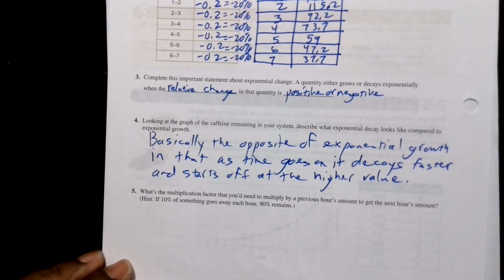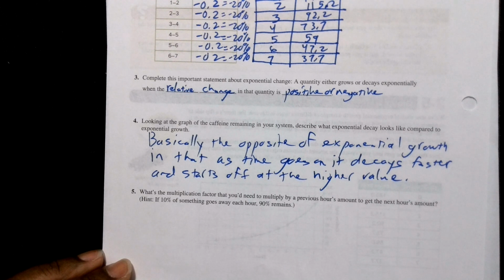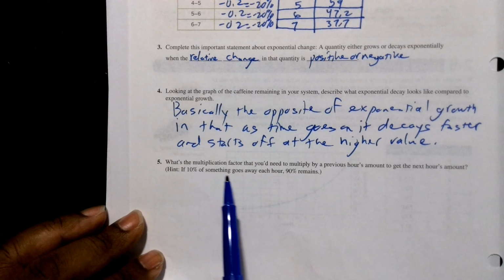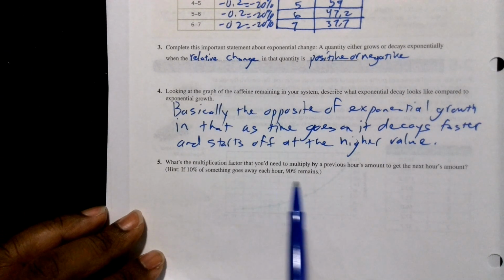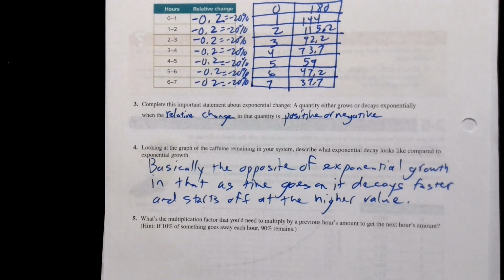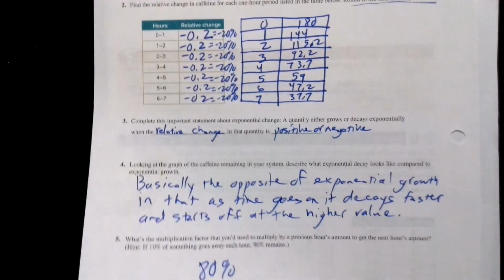What's the multiplication factor that you need to multiply by a previous hour's amount to get the next hour's amount? Okay, so basically if we go back here to the coffee example, well, we can actually go up here to our relative change. If you notice, it's going down by 20%. So our hint tells us if 10% of something goes away each hour, 90% remains. So 20% is going away every hour. So that means 80% remains. So the multiplication factor would be 80%. That would be your multiplication factor. So that would denote that 20% has went away.